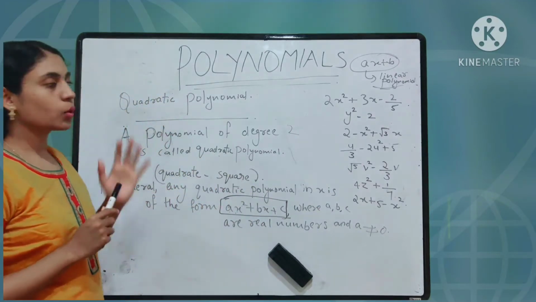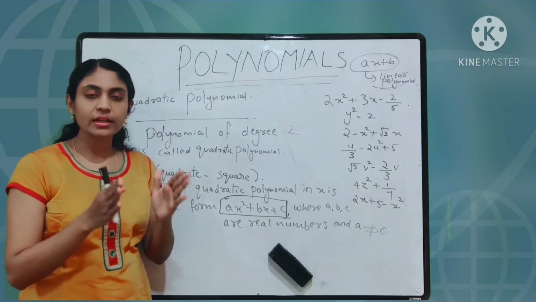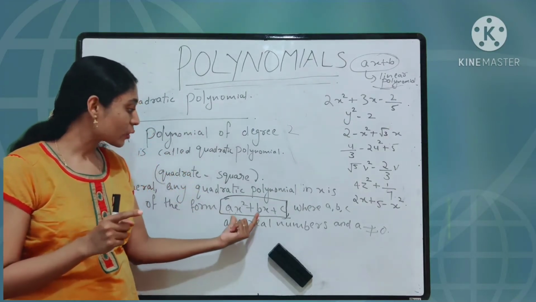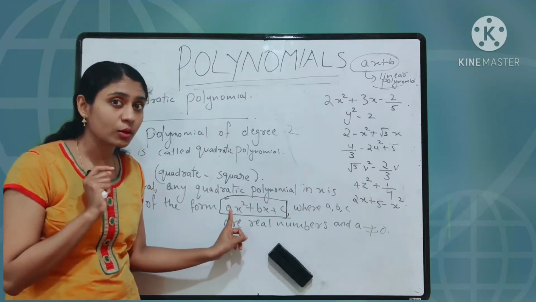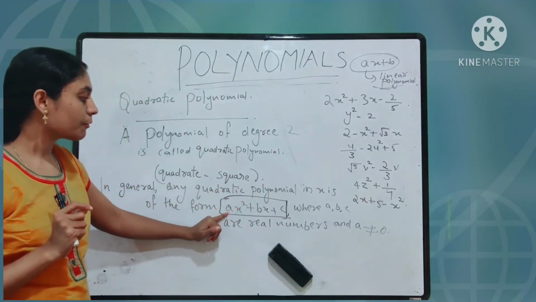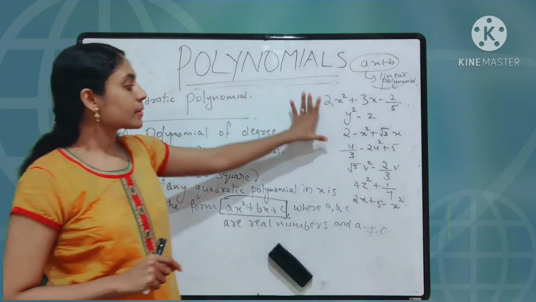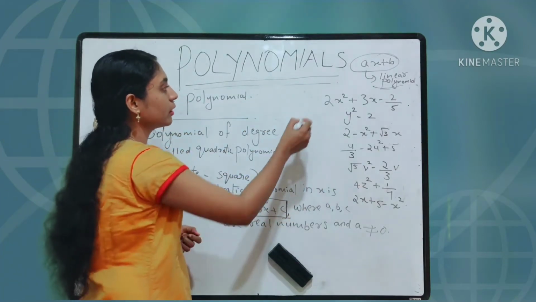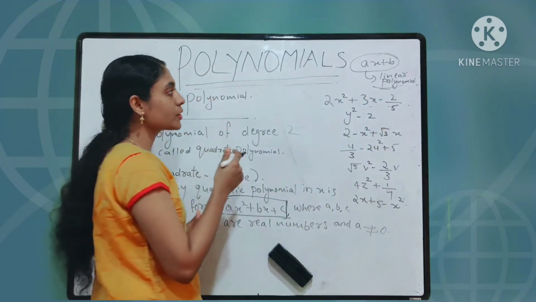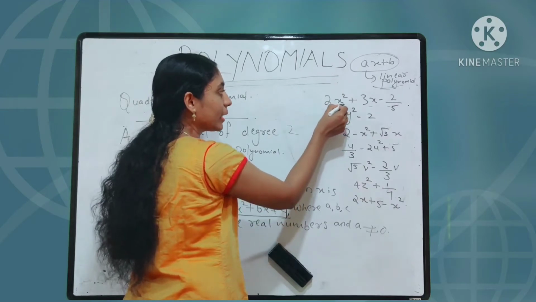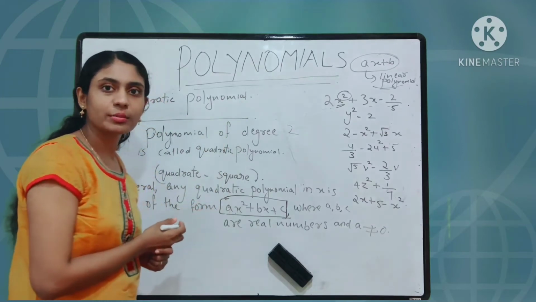Understood? So once again, a polynomial of degree 2 is called a quadratic polynomial. Or generally we can say that it will be of the form ax square plus bx plus c, where a, b, c are real numbers and a is not equal to 0. That means the coefficient of x square is not equal to 0. Now, the examples of quadratic polynomials are 2x square plus 3x minus 2 by 5. This is an example of a quadratic polynomial because it is a polynomial in the variable x having power 2. So, if it is of degree 2, then it is called a quadratic polynomial, right?